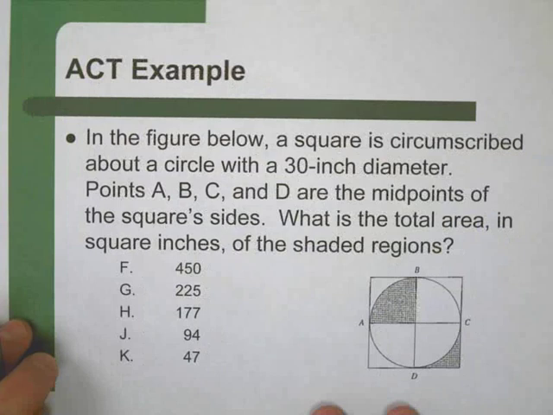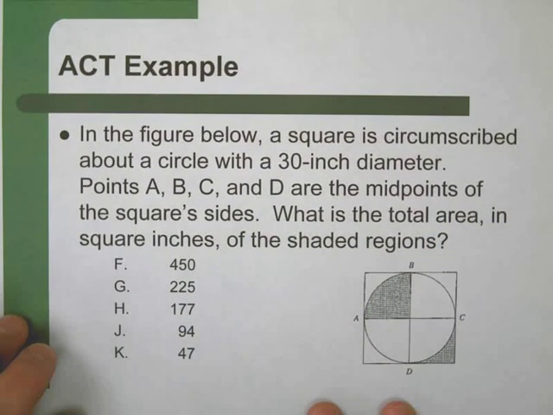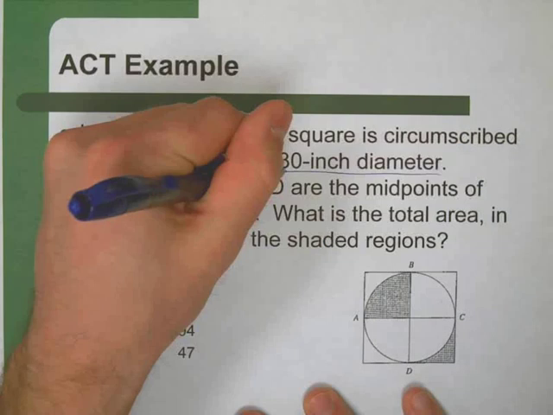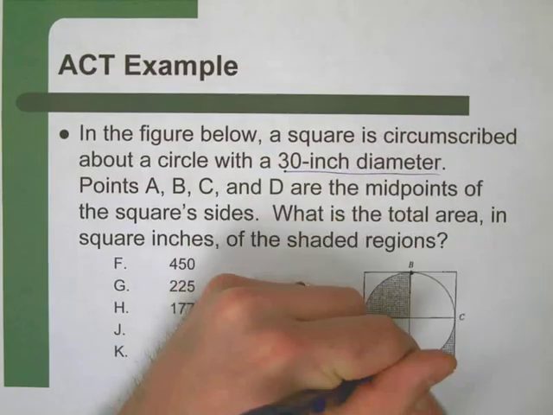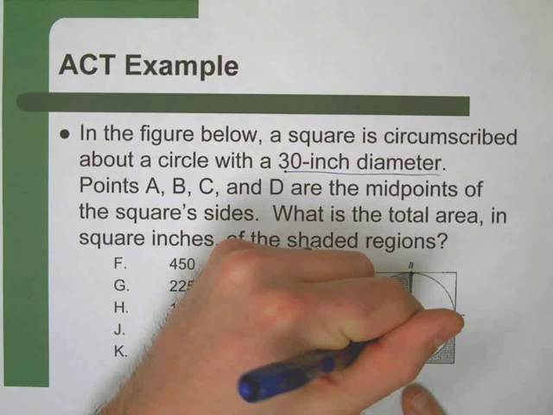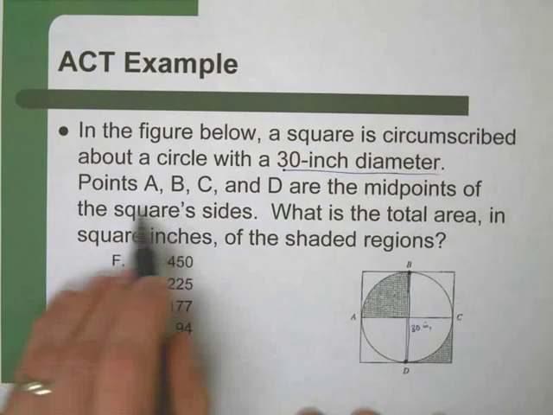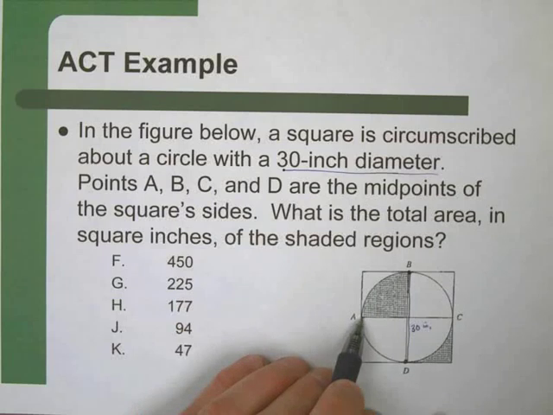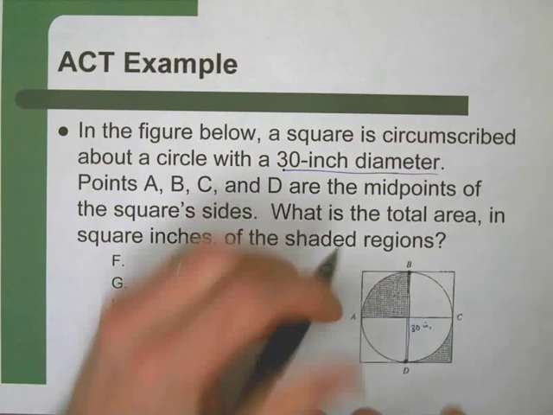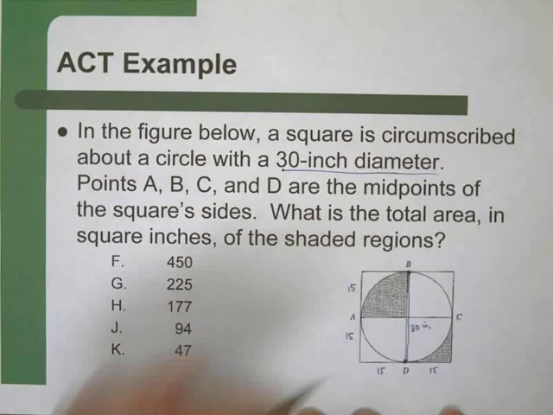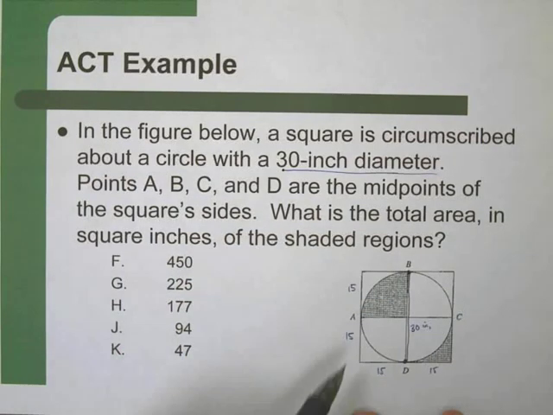One more. In the figure below, a square is circumscribed, and so on. You can read through this if you want to. This is important: 30-inch diameter. That means the distance from here to here, total, is 30 inches, right? Points A, B, C, and D are the midpoints. So in other words, if it's 30 total, that means it's 15 from here to here, and 15 from here to here, and 15 and 15, and so on.